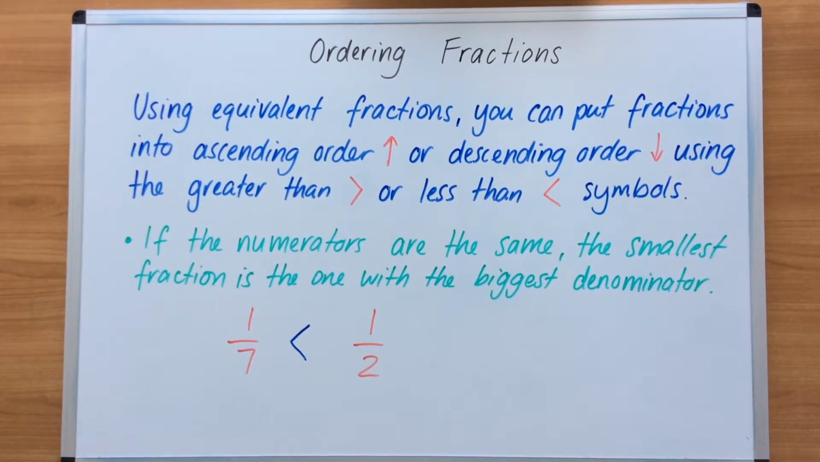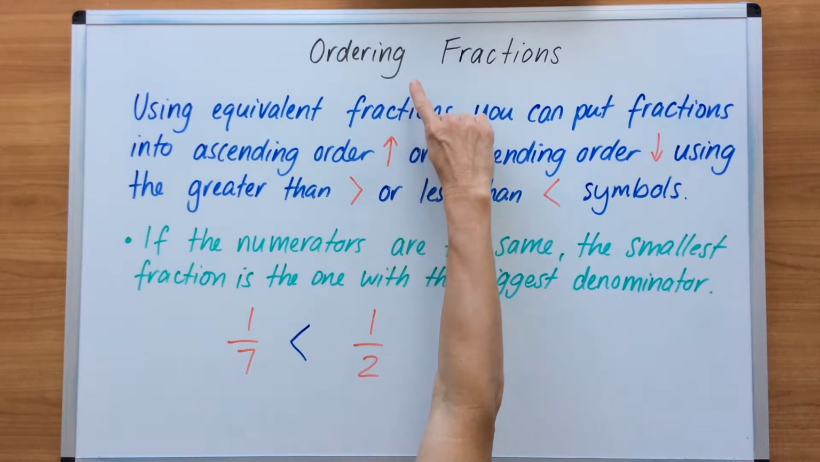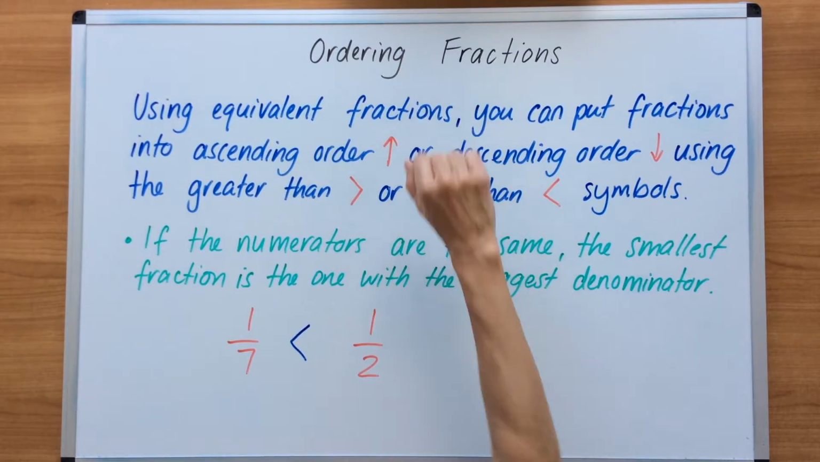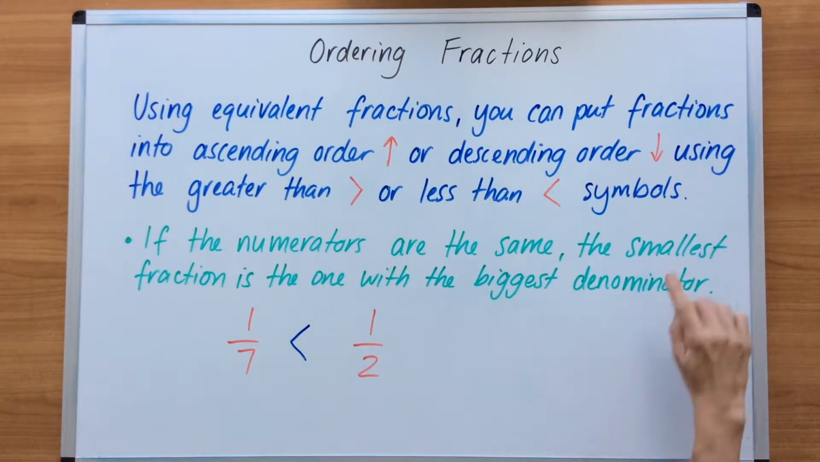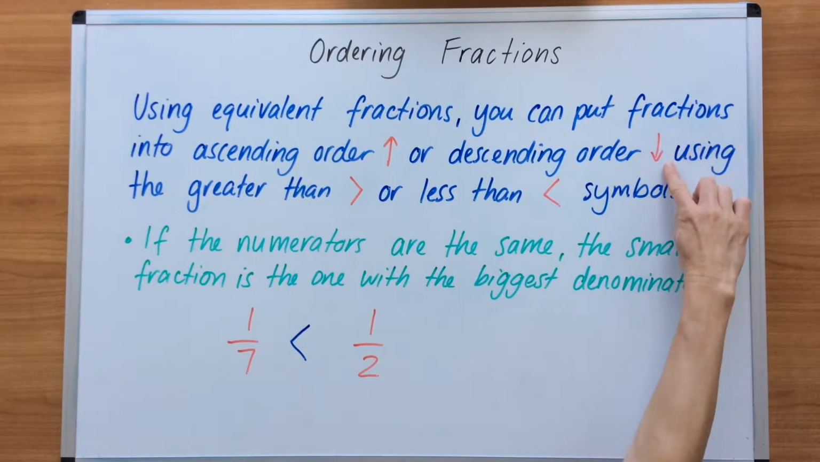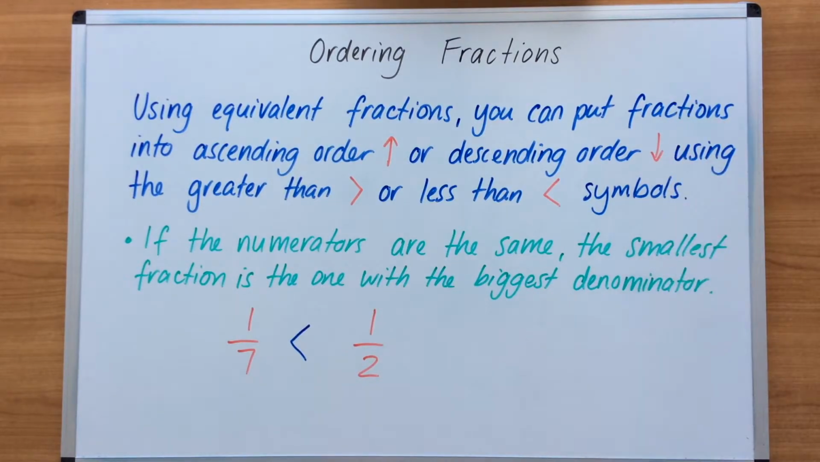In this video, we are focusing on ordering fractions. Using equivalent fractions, so fractions that may look different but actually have the same value, they equal the same. You can put fractions into ascending order, so that's smallest to biggest, so getting bigger, going up, or descending order, which is biggest to smallest, so going down, using the greater than or less than symbols.